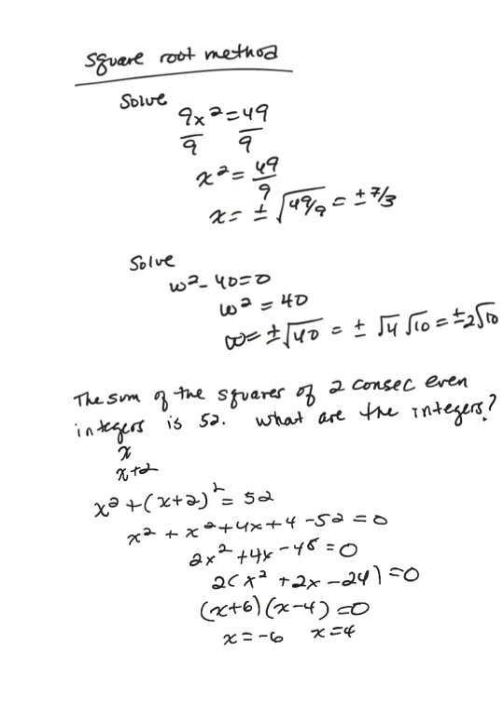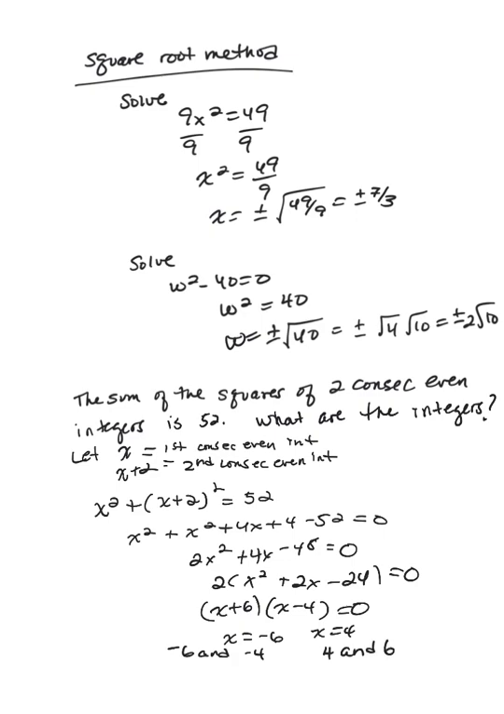If negative 6 were the answer, then the next one would be negative 4. So you have negative 6 and negative 4. Go back and substitute into your let statement, right? This is the first consecutive even integer, second consecutive even integer. And then if you got 4, you would have 4 and 6. So there are 2 sets of answers for that question.